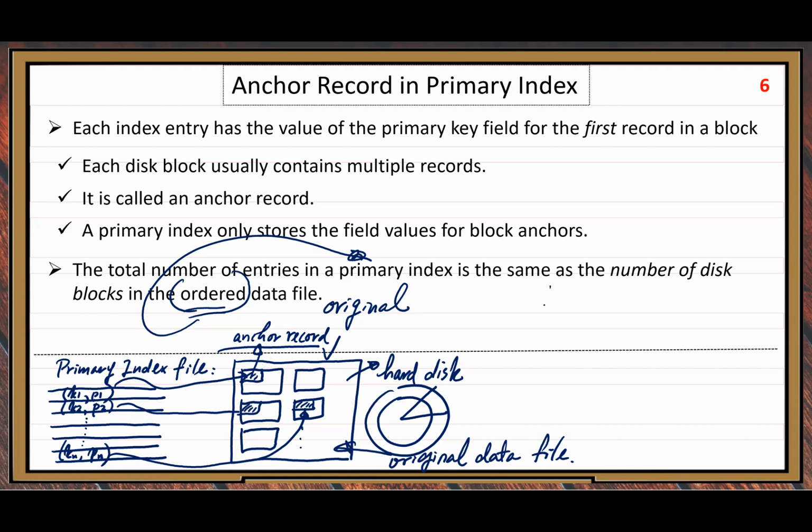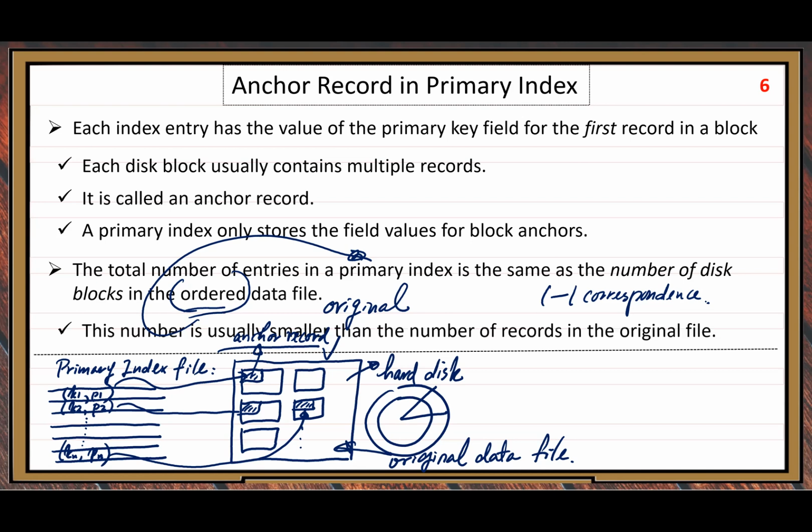Because of the one-to-one correspondence, one entry corresponds to one disk block. So that's the primary index. This number is usually smaller than the number of records in the original file. Much smaller, actually.